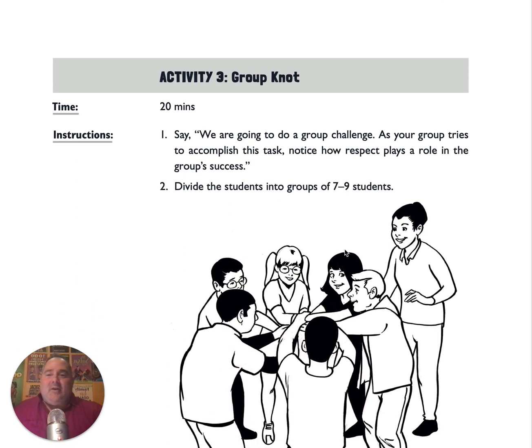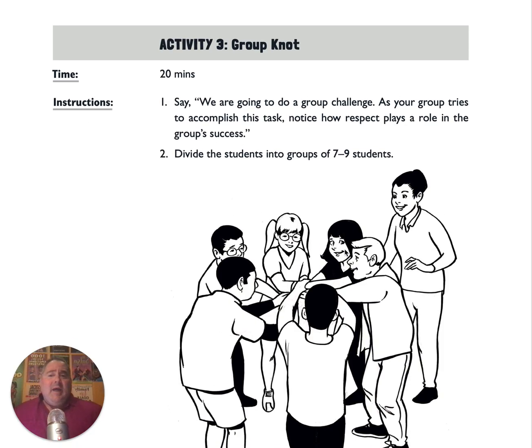Activity 3. So once that's done, we have this little concept of respect. Talking about respect is actually quite elusive. And often it's done in actually doing something. Group Knot is a classic game, really good game to practice respect. And tell the students, all right, we're going to do a group challenge. As your group tries to accomplish this task, notice how respect plays a role in the group's success. Of course, you can do resilience. You can do anything for Group Knot, but for this one, we're doing respect. Now, the details are super important in this, so you might want to do a demonstration and definitely repeat the rules 1, 2, 3, 4, maybe even 5 times.